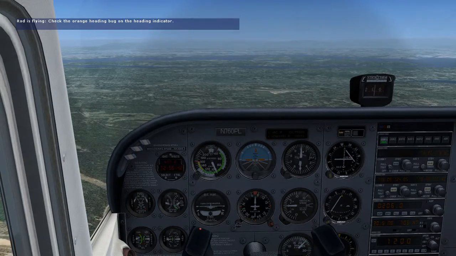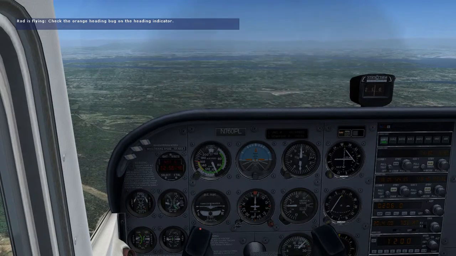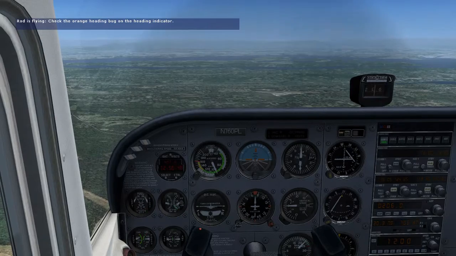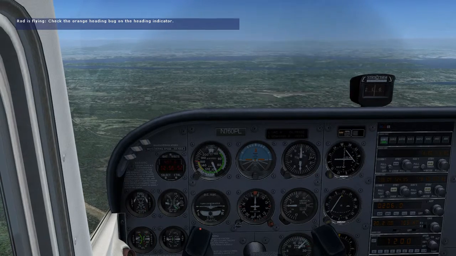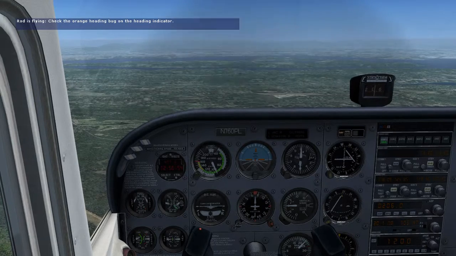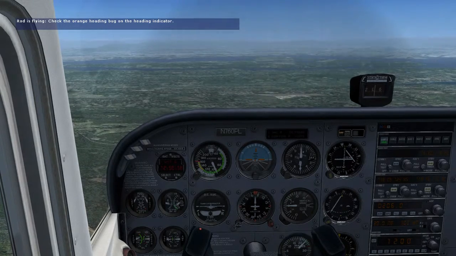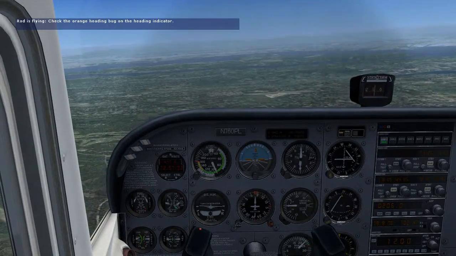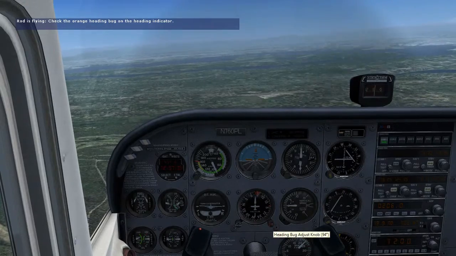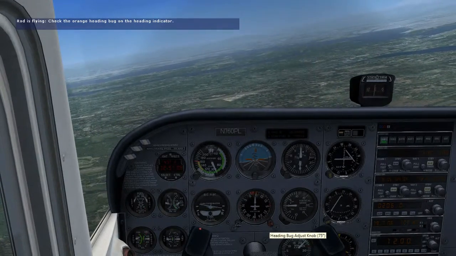I want you to try moving the heading bug indicator to a specific heading. Start by pointing your mouse at the knob on the lower right-hand side of the heading indicator. The mouse pointer changes to a hand with a minus or plus sign inside as you pass it from the left side of the knob to the right. Clicking the right side of the knob moves the heading bug clockwise and the selected heading increases. Clicking the left side of the knob moves the heading bug counterclockwise and the selected heading decreases.